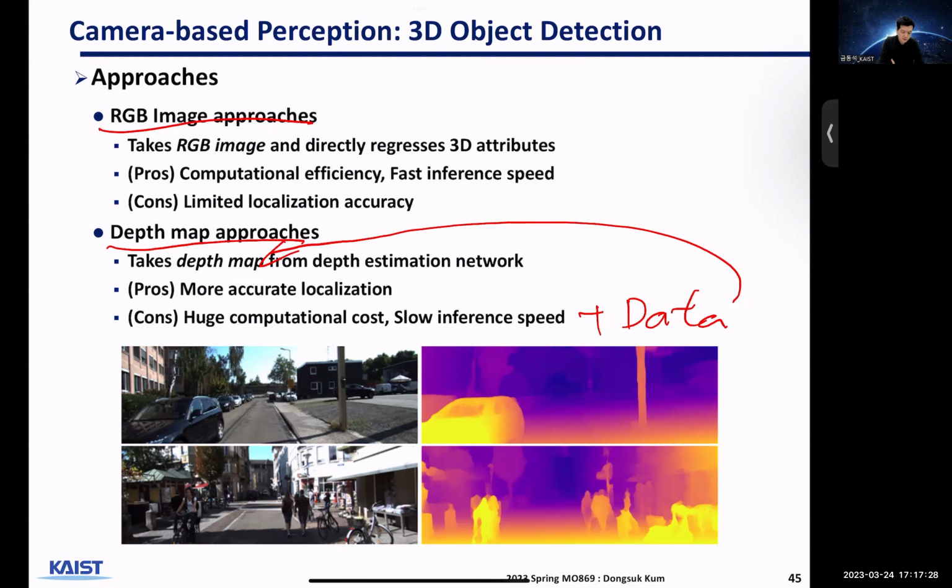So usually this gives you better performance, but this may not be a very fair comparison, because when you train the depth map, you usually use extra data to train it. And the performance depends on the accuracy of the depth map.